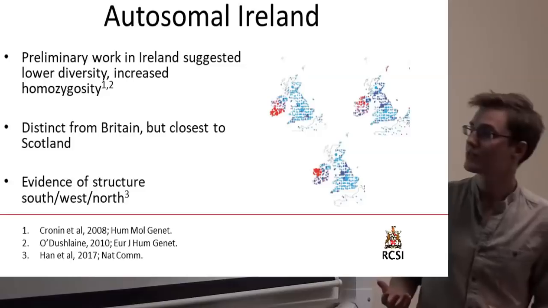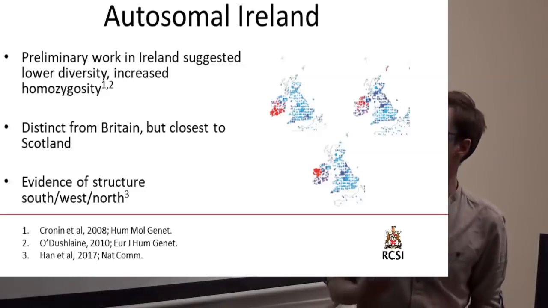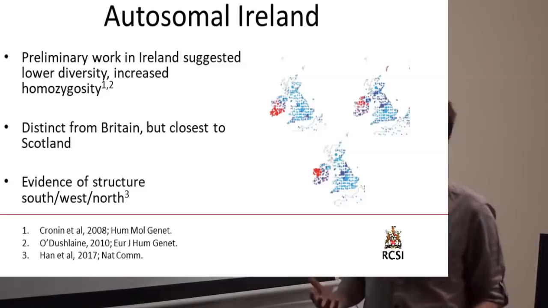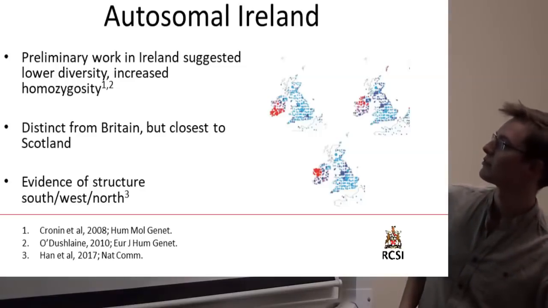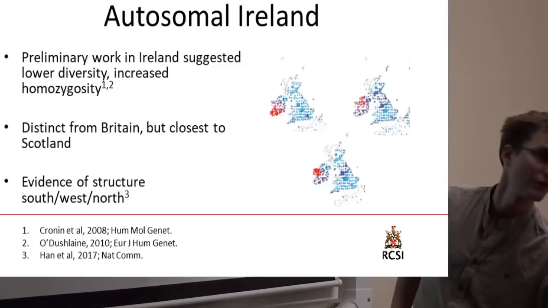There was also evidence found of genetic structure within the south, west and north of Ireland. And this came from a paper in Nature Communications last year. So these are three different groups of individuals based on their genetics. And you can see that one's centred around the north, one's centred around the south, and one's centred around the west.